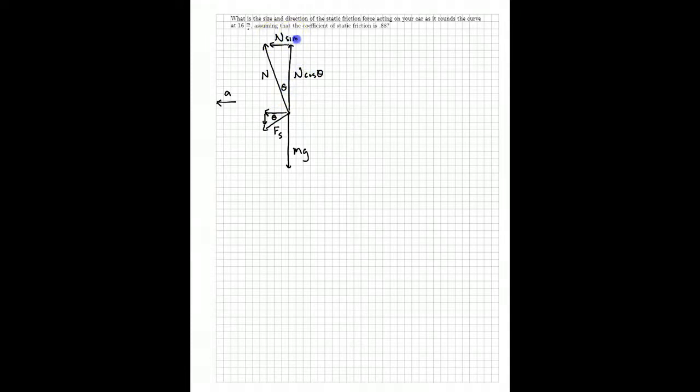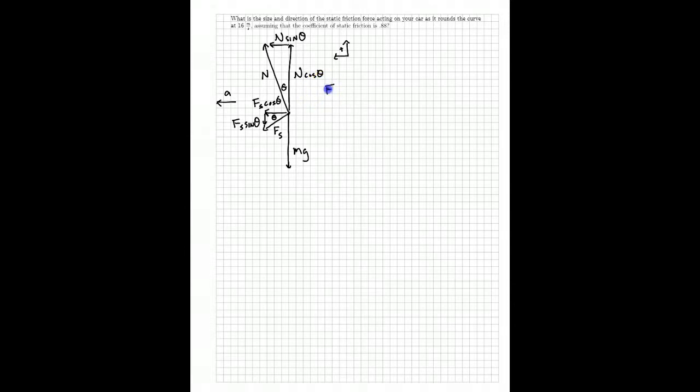I can't call the static friction force mu sub s n because I don't know that it's at its maximum value. If we knew it was at its maximum or minimum speed, then we could say that, but we don't know that. And in fact, it's not. Positive towards the center of the curve, and I'll just arbitrarily choose up.